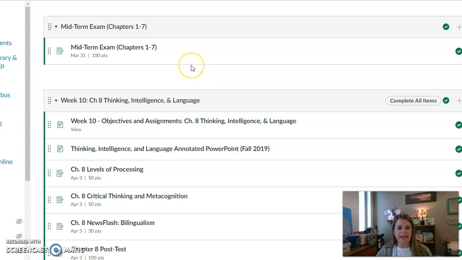So this week, before I talk about Chapter 8 and the assignments, I want to remind you that we do have a midterm exam for this class. It's over chapters 1 through 7, and it is due on March 31st. It is very similar to the quizzes that you took for each chapter, just a combination of all of those put together. So you're familiar with the process of it. It's just longer because it's 7 chapters.